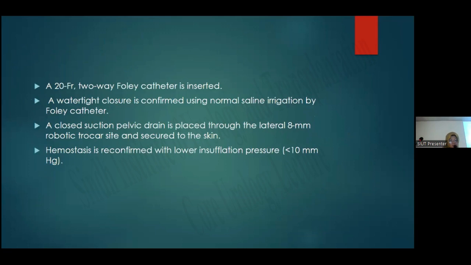A 20 French two-way Foley catheter is inserted. A watertight closure is confirmed using normal saline irrigation through the Foley catheter. A closed suction pelvic drain is placed through the lateral 8 mm robotic trocar site and secured to the skin. Hemostasis is reconfirmed with low insufflation pressure, less than 10 mmHg.